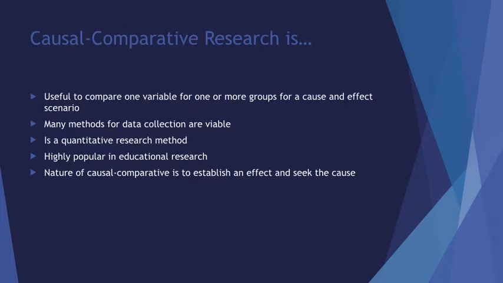A conclusion for causal comparative research is it's useful if you're comparing one variable for one or more groups for a cause and effect scenario. Many methods for data collection are viable, and it's a quantitative research method. It's highly popular in educational research due to the nature of causal comparative being an establishment of an effect and then seeking the cause in the end.